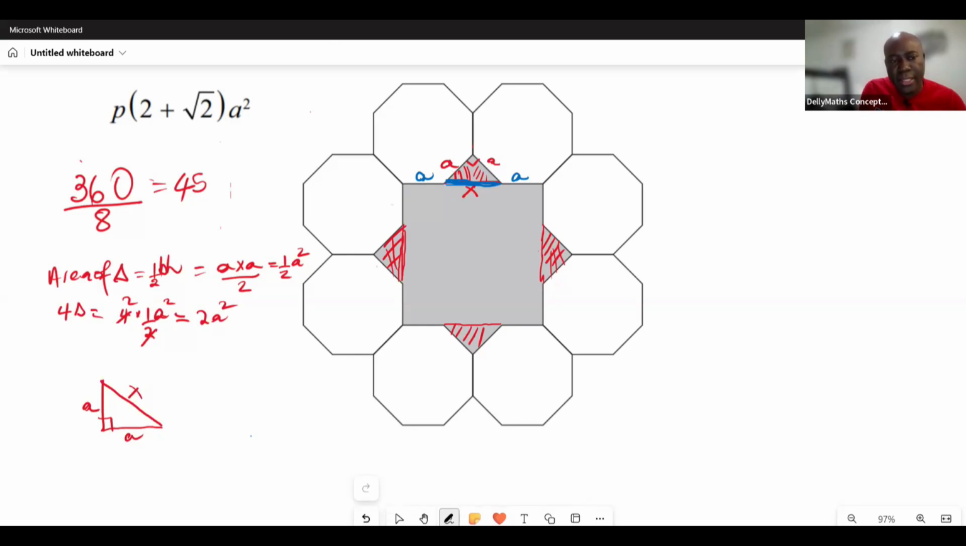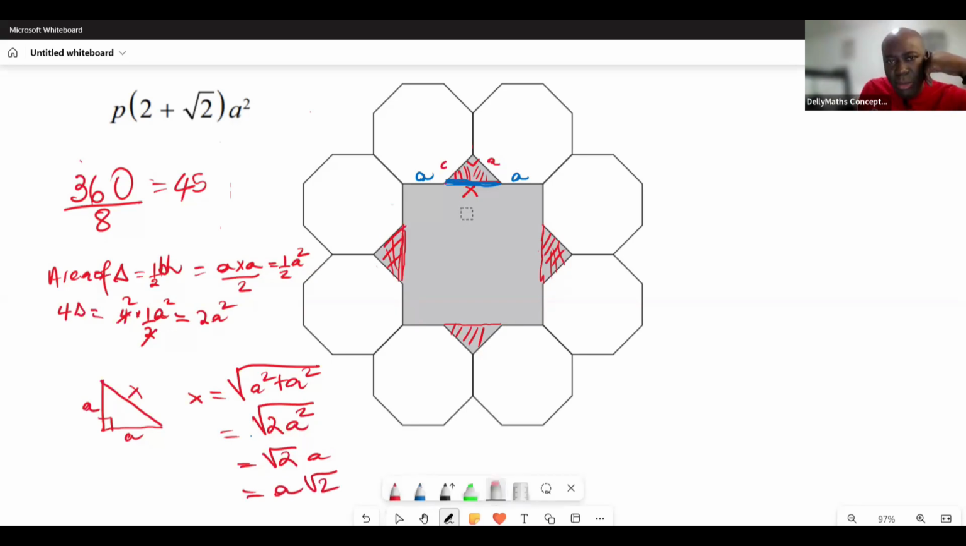So if we're calling this X, we are saying that side X is going to equal the square root of A squared plus A squared. And this is actually going to give us the square root of 2A squared, and that's basically A root 2, or you could say A root 2. All right, so I like to put it like this: A square root 2. So let's label this here.